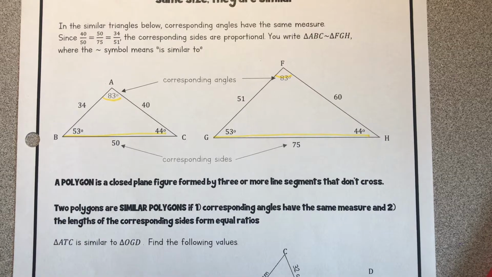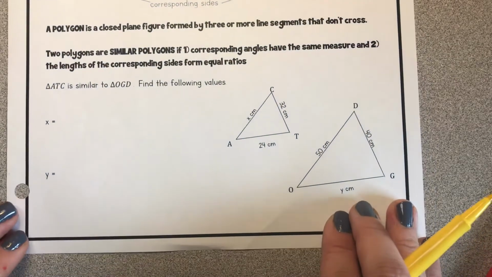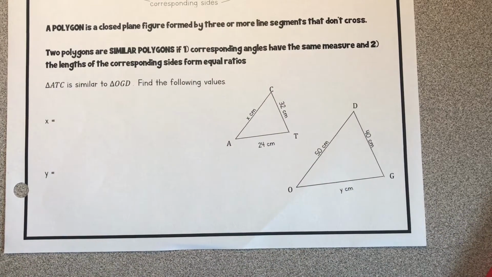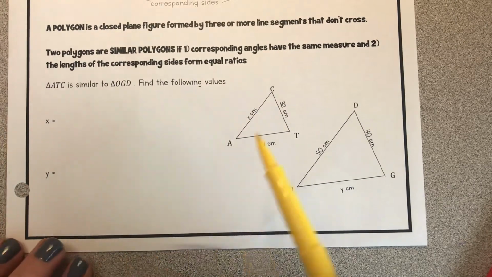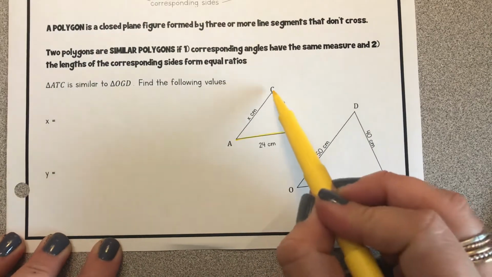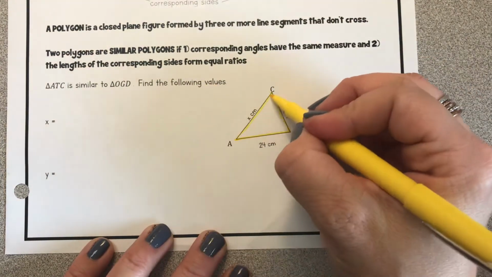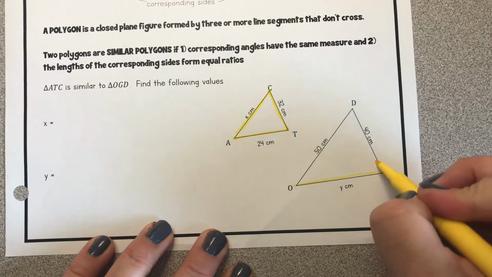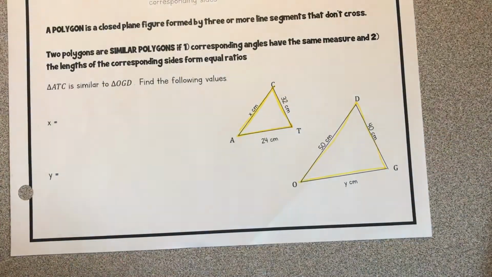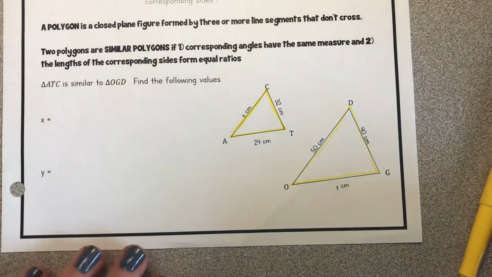So let's look down here real quick. It says a polygon is a closed plane figure formed by 3 or more line segments that don't cross. Two polygons are similar polygons if 1, the corresponding angles have the same measure, and 2, the lengths of the corresponding sides form equal ratios. So it's telling you right here triangle ATC is similar to triangle OGD. It says find the following values, and it asks you to find x and y.